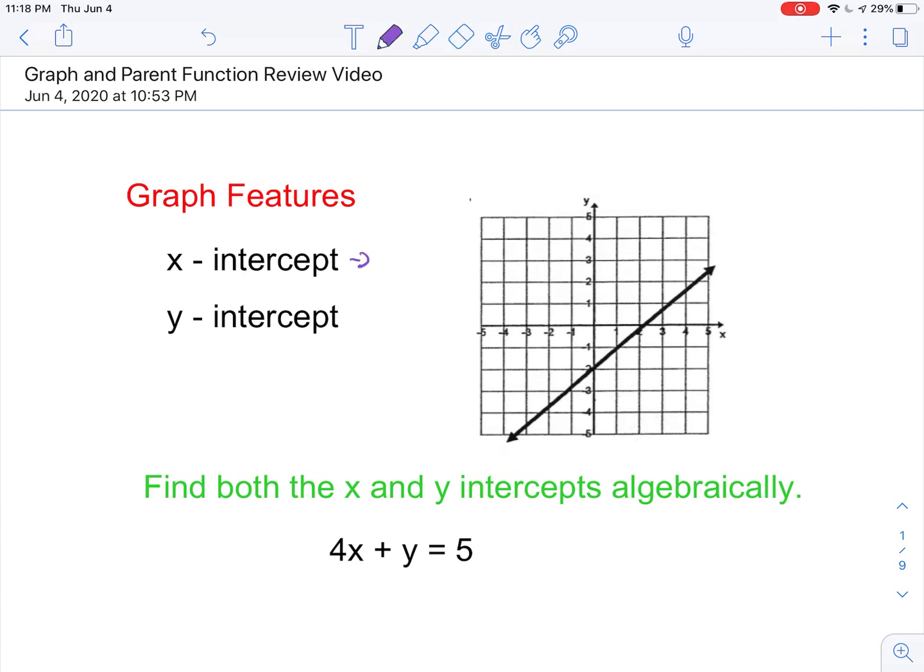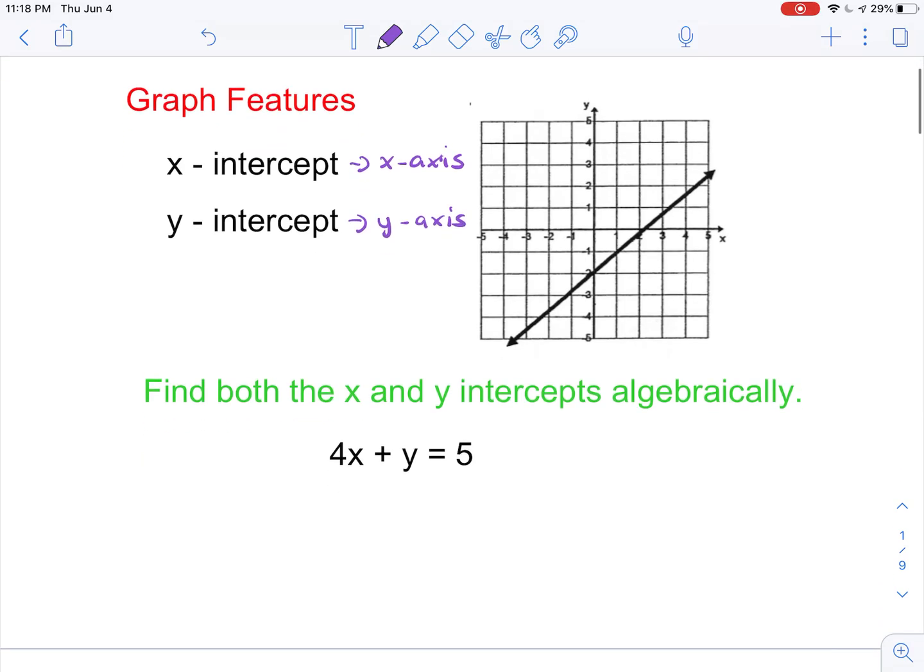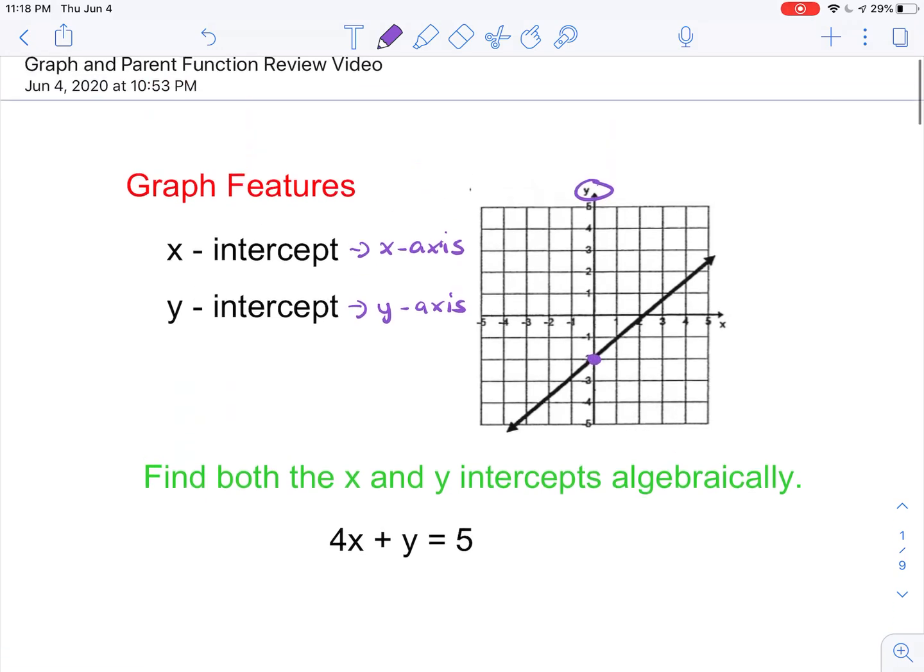So the first two vocabulary words that we're going to talk about are the x and y-intercept, the x-intercept being the point where we cross the x-axis, and the y-intercept being the point where we cross the y-axis. If we take a look at this graph, obviously my y-axis is going up and down, so this right here is going to be my y-intercept. So that is the point (0, -2). This is my x-axis going horizontally. We are crossing the x-axis at 2, so we get the point (2, 0).